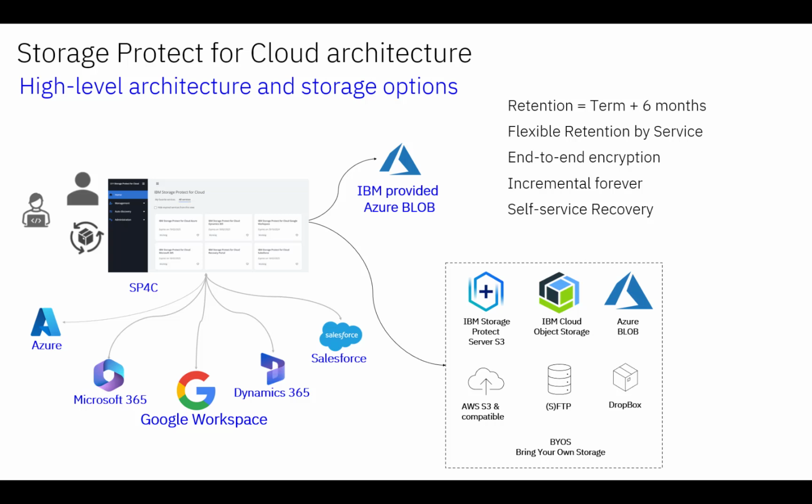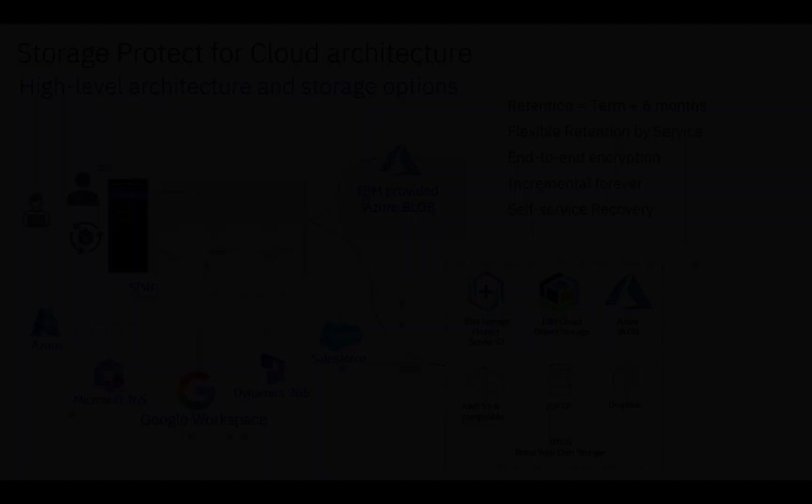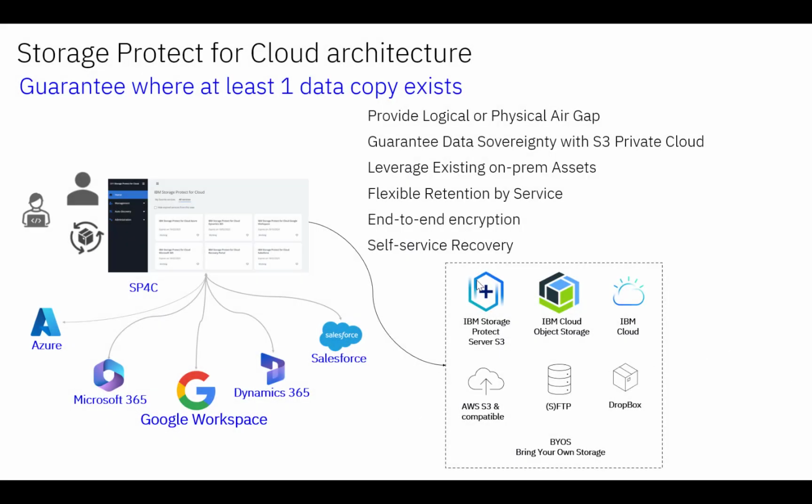So how can IBM help? Well, our Storage Protect for Cloud architecture lends itself to flexibility. We can utilize storage on Azure Blob Storage here in Australia. We can keep the data on that unlimited storage pool from Microsoft 365, Google Workspace, Dynamics 365, Salesforce. Or we can actually move that data down here. So we can use bring your own storage.